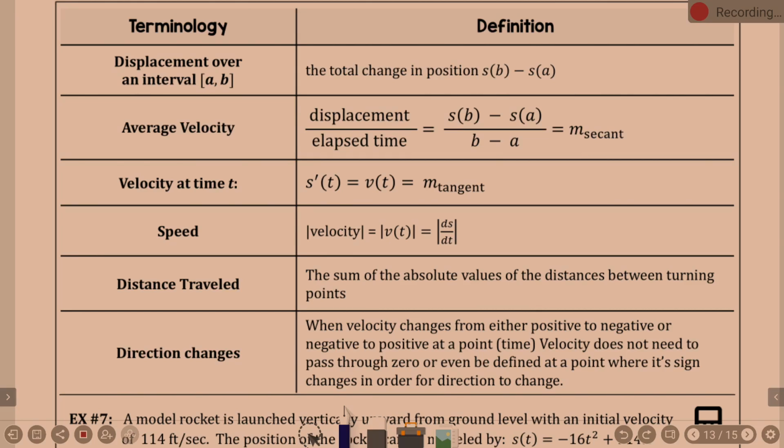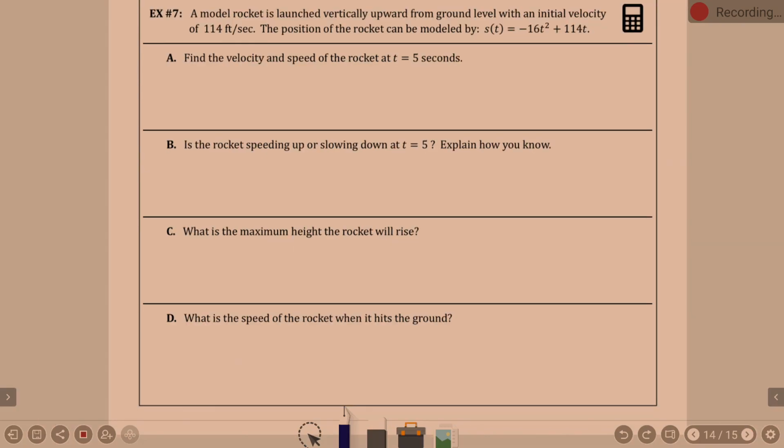Okay, 7. See what we can do with this. A model rocket is launched vertically upward from the ground level with an initial velocity of 114 feet per second. The position of the rocket is given. Find velocity and speed at t equals 5. What am I going to have to do to find velocity of anything? Based on the fact I'm given position, velocity is the derivative. So we need to know s prime of t. Derivative of negative 16t squared plus 114t.